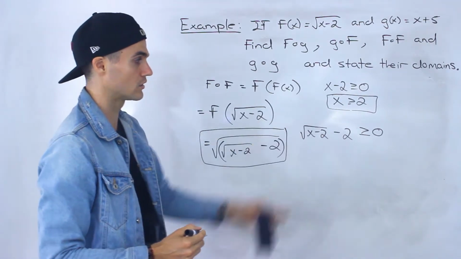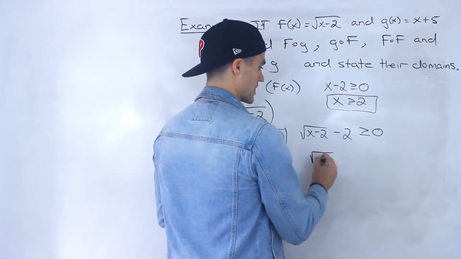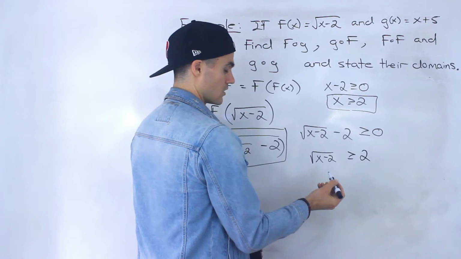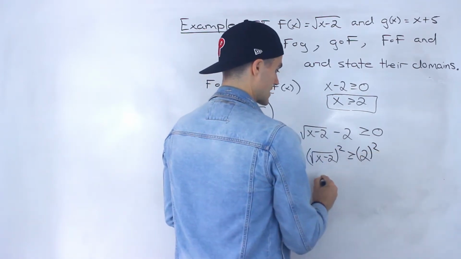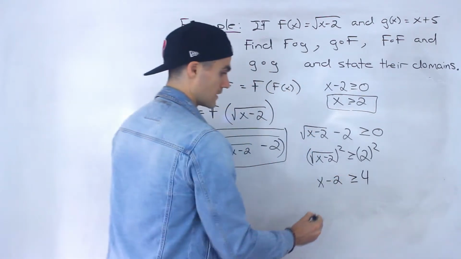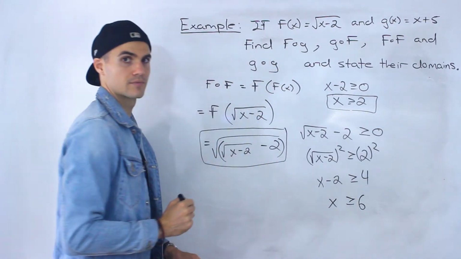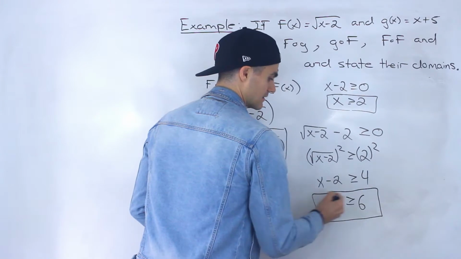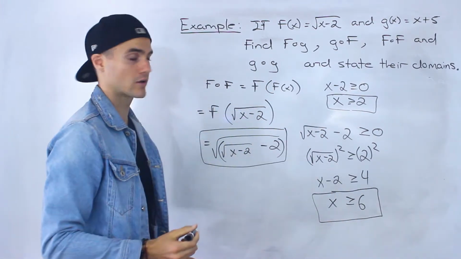So we got to look at the restrictions on this. What we would do, we would say the square root of x minus 2 has to be greater than or equal to 2. Square both sides to get rid of that square root. So that means x minus 2 has to be greater than or equal to 4. So that means x has to be greater than or equal to 6. And so notice that this is a more strict domain than x is greater than or equal to 2.